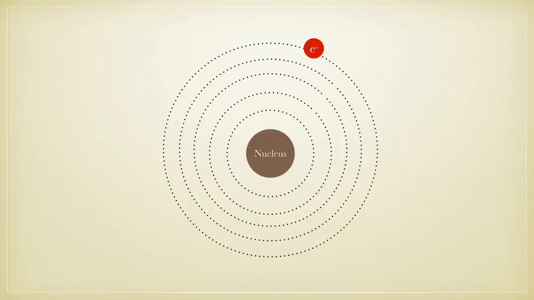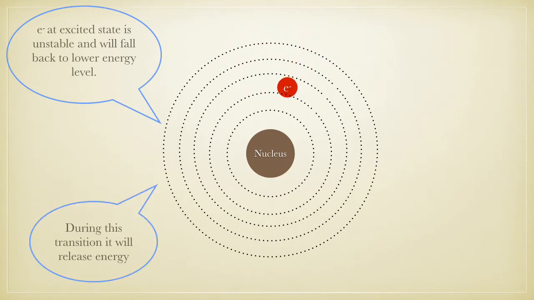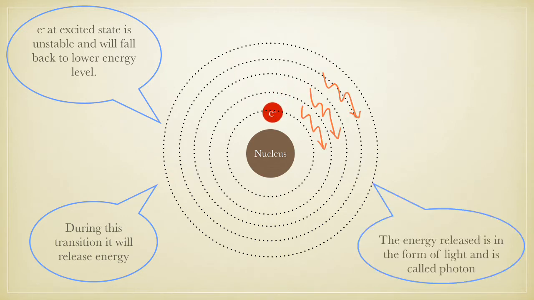Let's revise a bit on Bohr's atomic model. An electron at an excited state is unstable and will fall back to a lower energy level. During this transition, it will release energy, and the energy released is in the form of light, and it is called a photon.